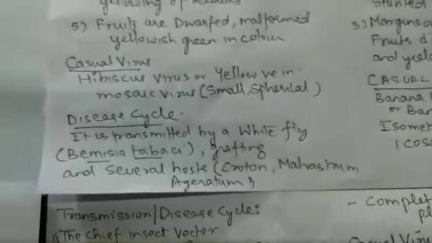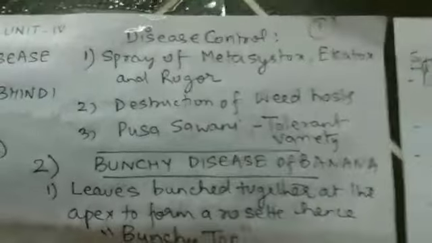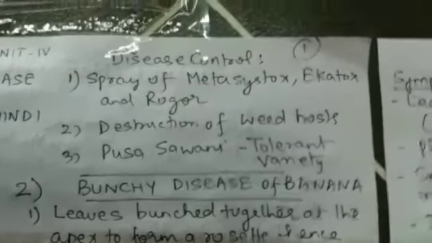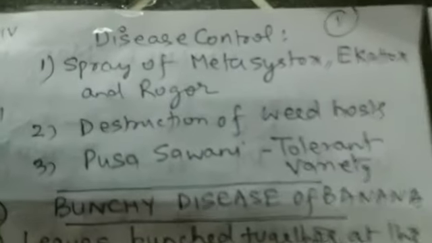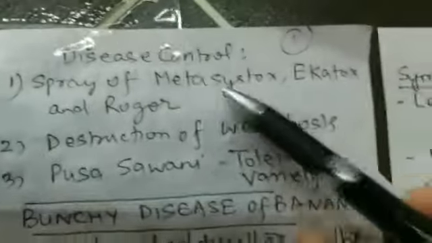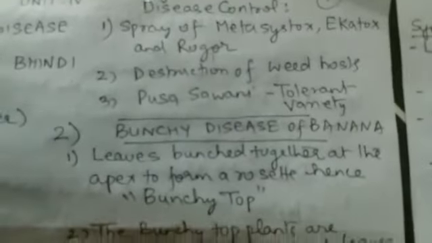Besides that, it is grafting, right? And several hosts are there: Croton, Malvastrum, Ageratum. And you know, by these diseases, what are the controls? First, it is the destruction of the weed hosts. Then every time when I teach you a viral disease, Bemisia tabaci, whitefly will come, and then the spray of Metasystox, Ecatox and Rogor will come, like we read about Bordeaux mixture in the fungi. And the other is the resistant variety, that is Pusa Sawani.